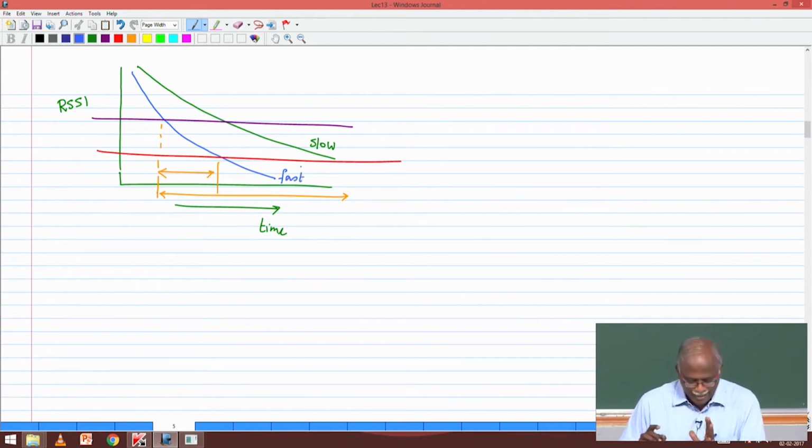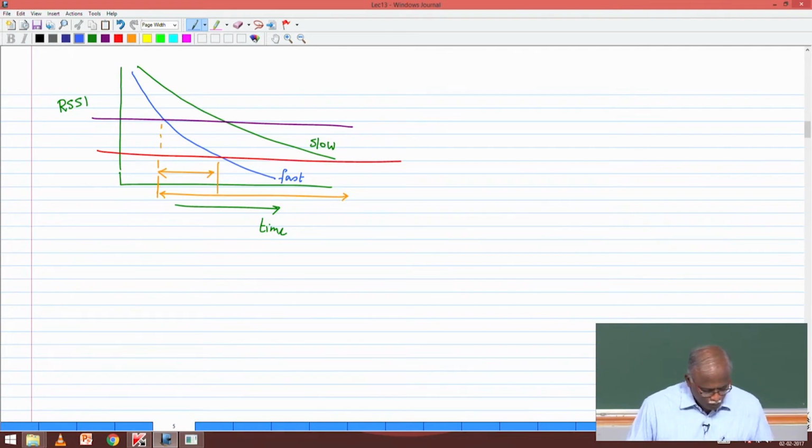So again, keep in mind that a handoff is not just a single mechanism that is implemented that works under all situations. It's actually quite a complex one. As I mentioned, we have just given you a flavor of the different elements that are present.